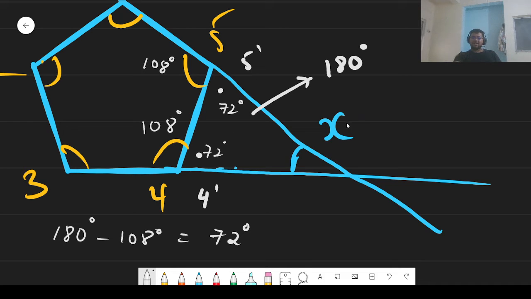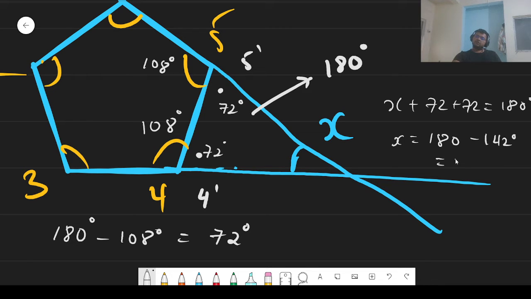Now x plus 72 plus 72 is equal to 180 degrees. So can I write x equals 180 minus 144 degrees? That will be equal to 36. So what is the value of x? x equals 36 degrees. See, this is a very basic and simple question.